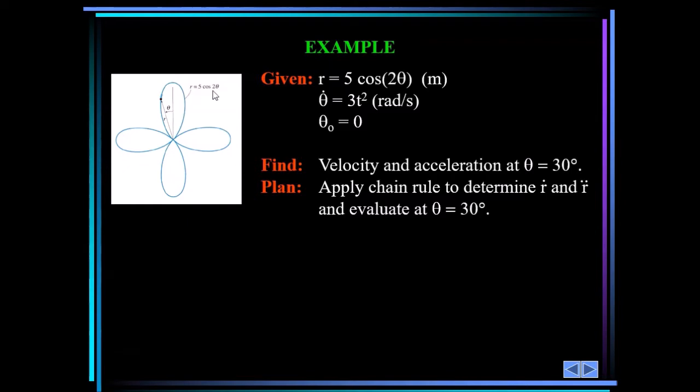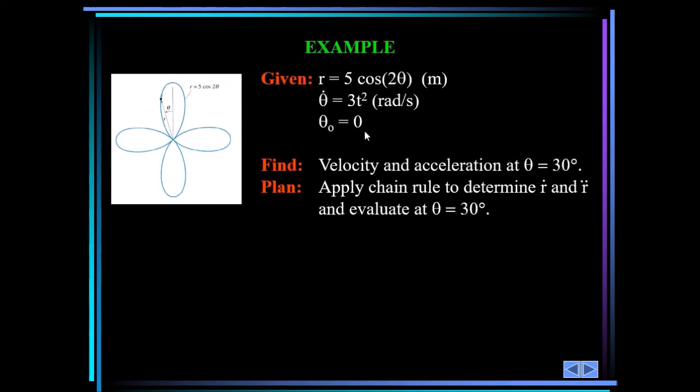And r is defined by this given relationship, that r is equal to 5 times the cosine of 2 theta, where theta is the angle from the vertical, in units of meters. They also tell us in the problem statement that our theta dot is equal to 3t squared in radians per second units. And our initial condition, theta naught, is equal to 0.